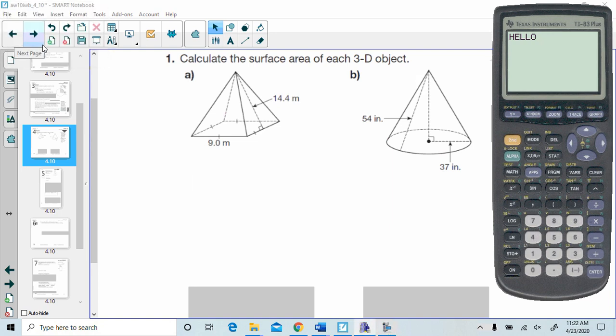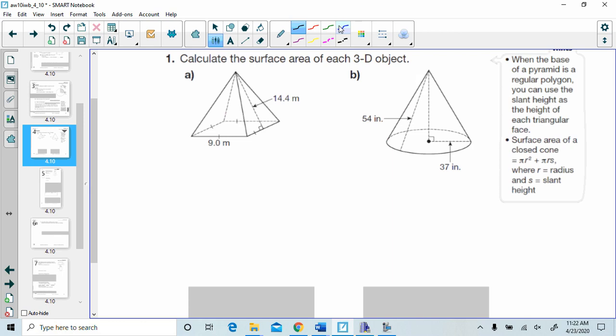Okay, so this will be about surface area of 3D objects. So the shape on the left is where we'll start. And you can see that this is a square-based pyramid. It's a square. All sides on the bottom are equal in length. You can tell by the dashes.